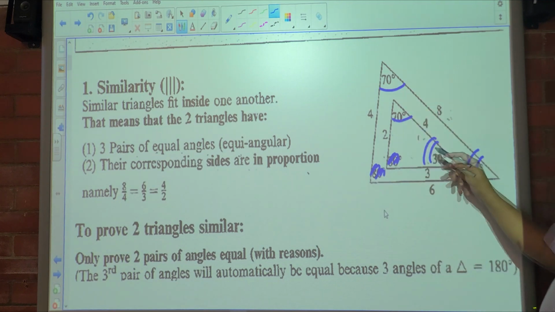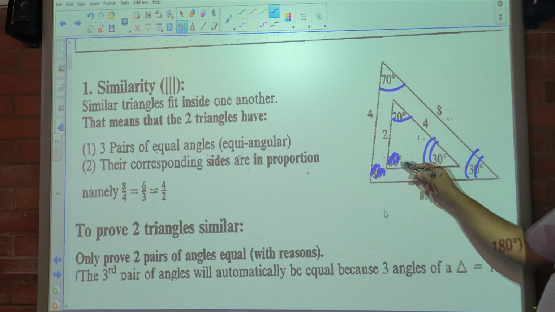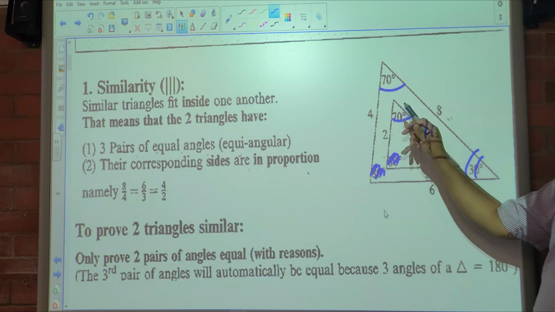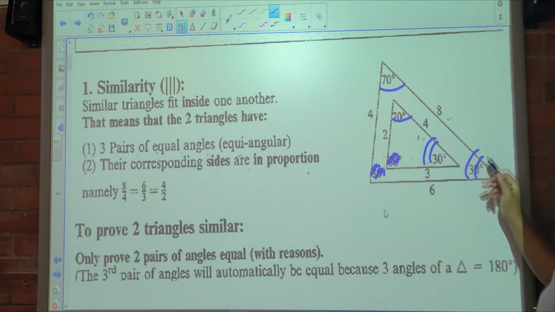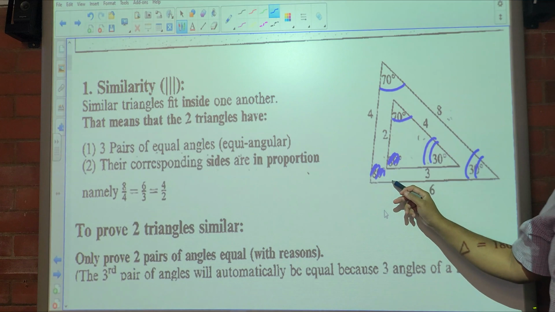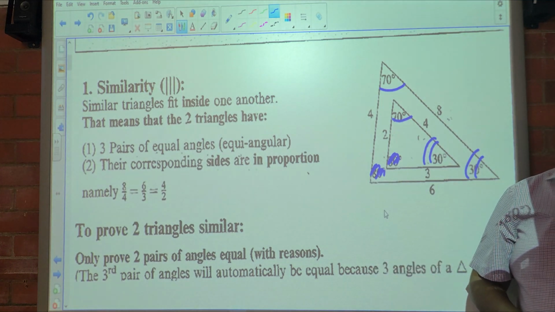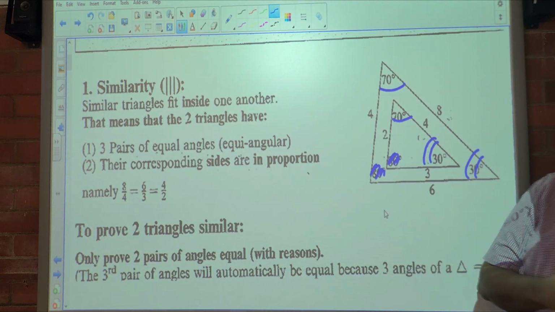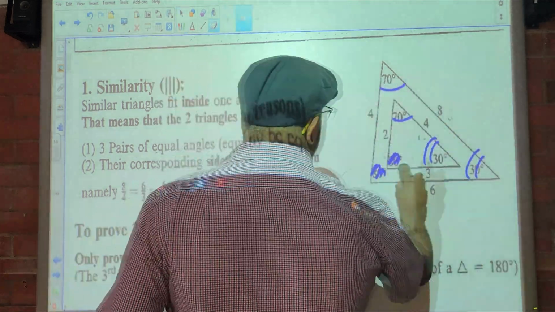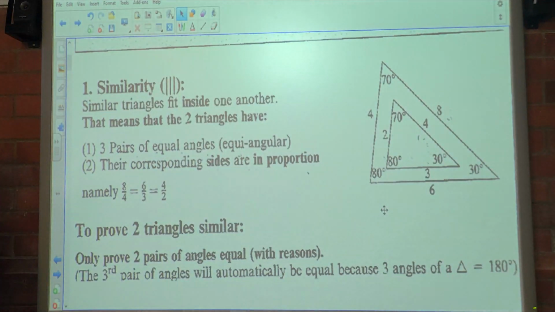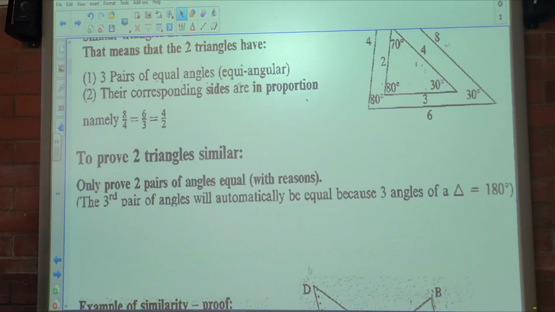So from this triangle, we have 30 and 70, and they must add up to 180, so this angle has to be 80. But if you have in another triangle 70 and 30 again, then this angle has to be 80 because the angles in a triangle will always add up to 180. Does it make sense, people? So to prove that two triangles are similar, we prove that they are equiangular. Two angles are the same, then automatically the third one will be equal.